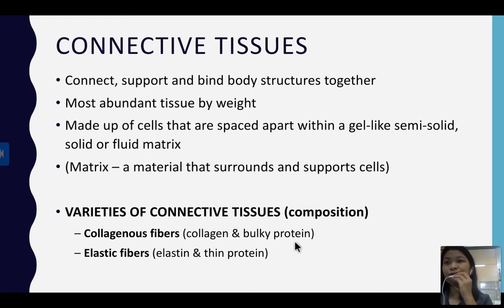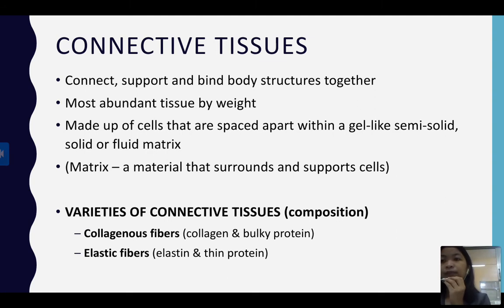Okay, so for the matrix, again, it is a material that surrounds and supports cells. And then, connective tissue has many functions and many forms. It is considered the most varied of all the tissue groupings. In some parts of the body, such as our bones, connective tissue supports the weight of other structures, which may or may not be directly connected to it.